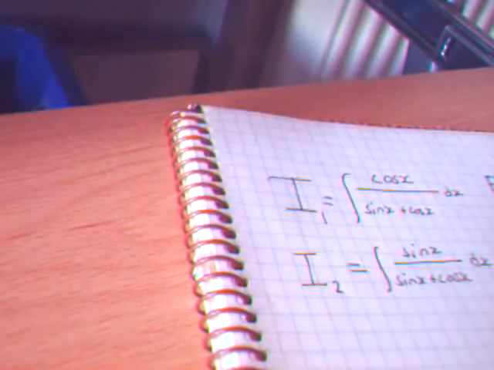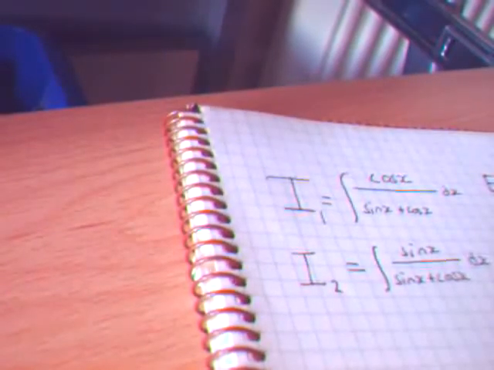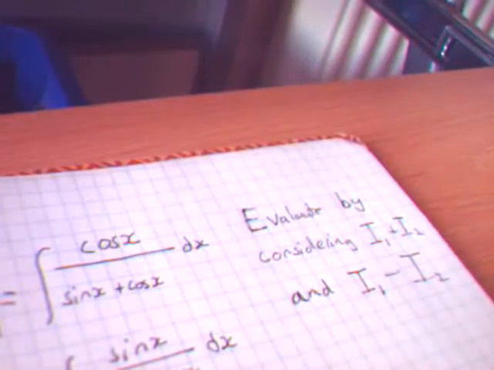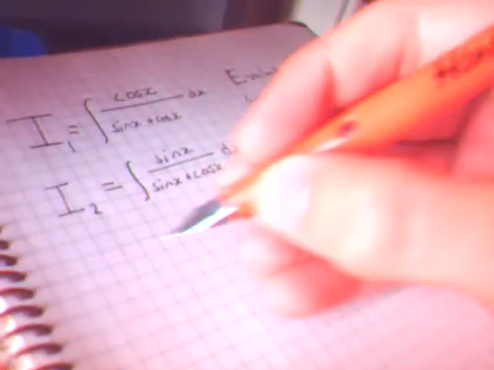So anyway, the first part of the question: given these two, evaluate them by considering I1 plus I2 and I1 minus I2. So that's the first hint you need to see how to proceed. So first of all, what's I1 plus I2?